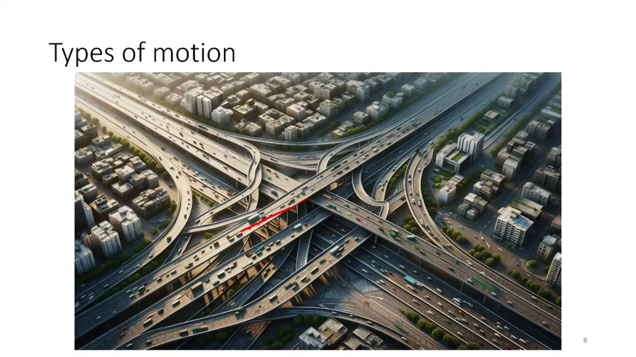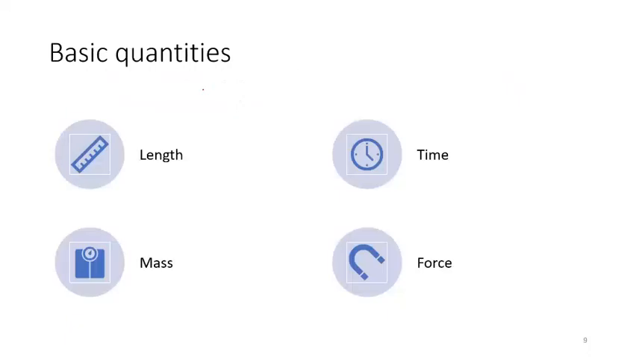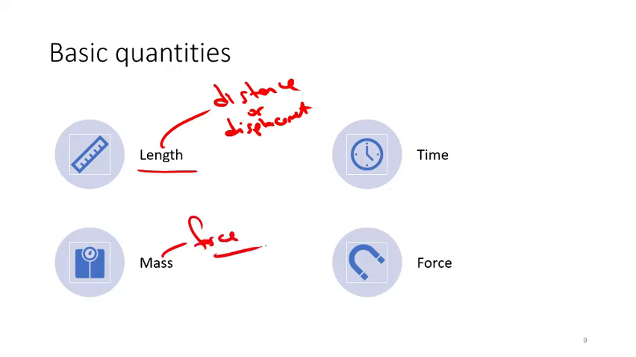In dynamics, we will cover each of these motions for a particle case, for a rigid body case, and for a three-dimensional body case. The basic quantities that we will talk about are length, which will be the distance or displacement, and then time, and then mass. This will be for force, the force acting on the body. The mass is related to force, and we will talk about different types of forces.